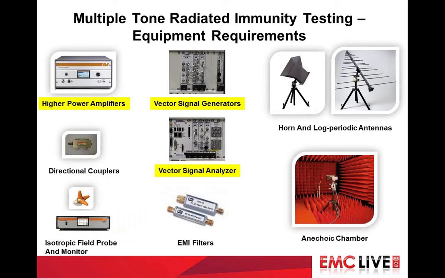This slide shows all the equipment required for multi-tone radiated immunity testing. Note that the equipment required is the same as for traditional radiated immunity testing, with the exception of the equipment highlighted in yellow. In multi-tone testing, a vector signal generator will replace the RF signal generator. The vector signal analyzer will replace the power meter, and a high power amplifier will be required. Also, please note that software will be required to control all the equipment.